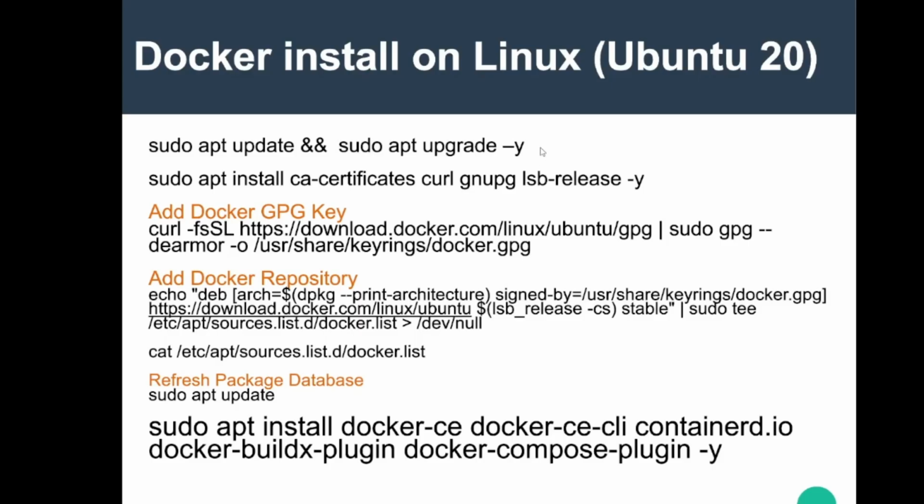So the first command, if you see here, is to update our package metadata. We need to install the security patches and prevent dependency conflicts, so we should run this command first. Then the second part is to install some required dependencies, that is the CA certificates, curl, GnuPG and so on.